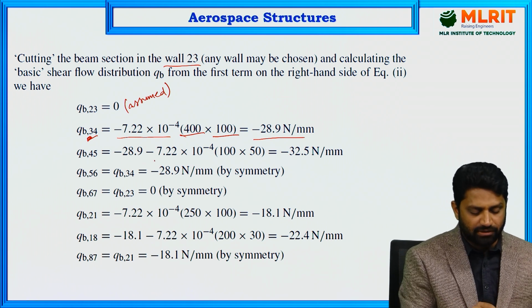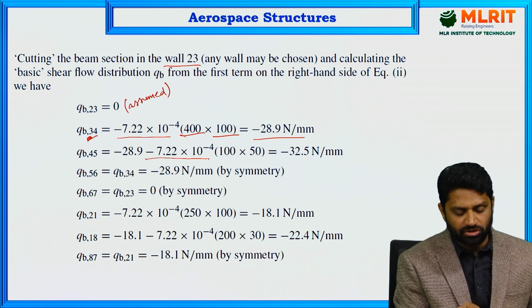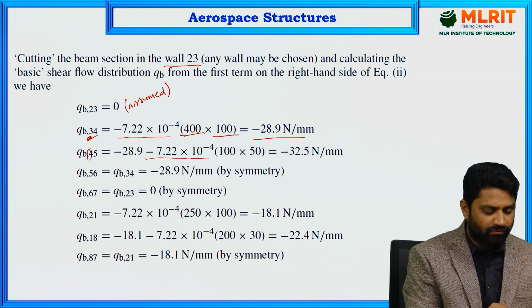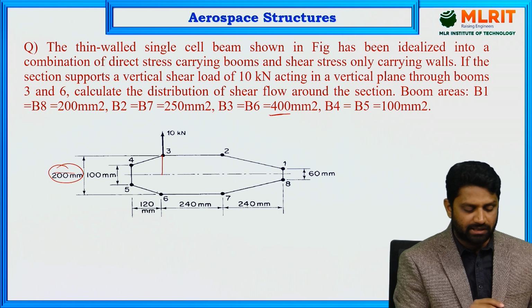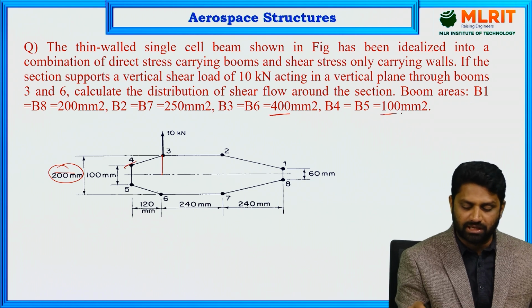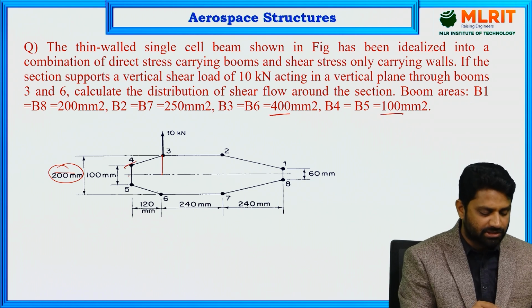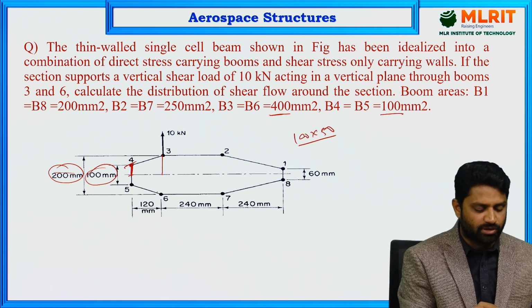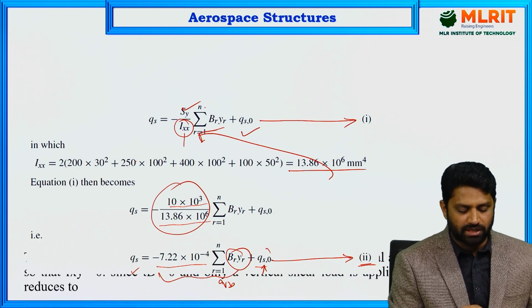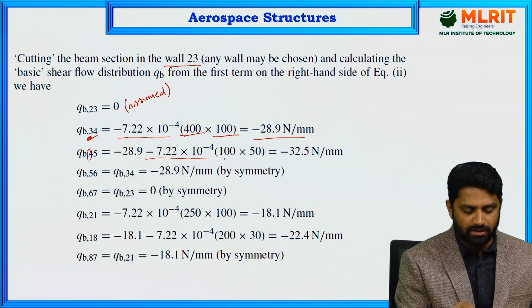So the next shear flow also minus 7.22 into 10 power minus 4. You have to look for the boom area 4 and its respective y distance. If you look at the diagram, boom area 4 is nothing but 100 and its y distance from the central axis, from here to here, is 50 mm, half of this value. So 100 into 50 is the boom area into y distance corresponding to boom 4. So you have to add here 100 into 50.